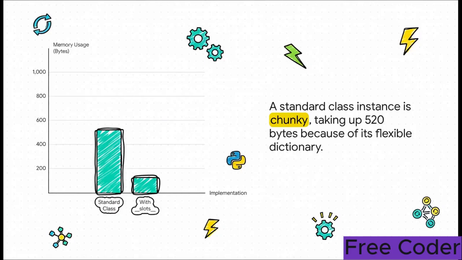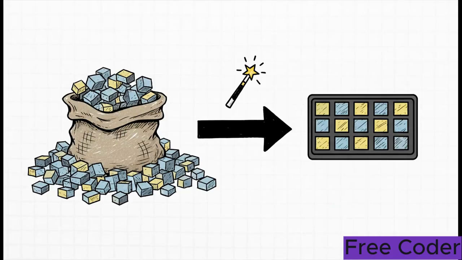And you can really see the impact here. A single, pretty simple class instance can eat up 520 bytes of memory. Okay, that might not sound like a lot for one object, but what happens when you create thousands of them, or millions? Suddenly, your application's memory usage just goes through the roof. So how do we fix this? Well, the fix is surprisingly simple.